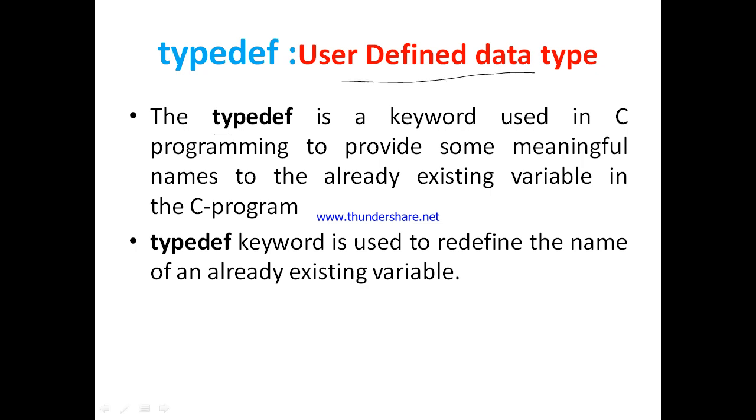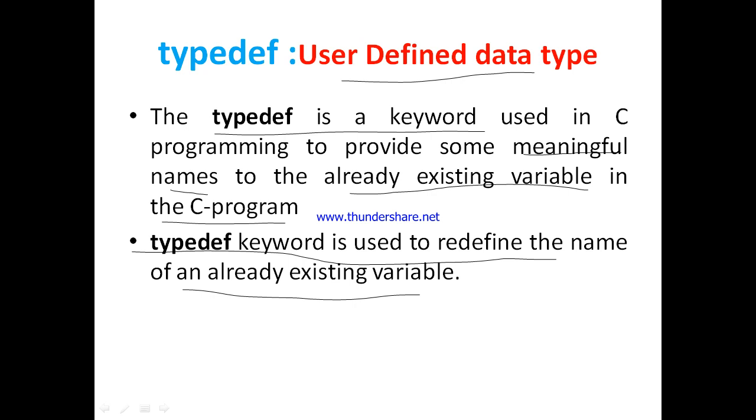Typedef is a keyword which is used in C programming to provide meaningful names to already existing variables. That means a variable is already defined, but you want to modify its data type name. Then we use typedef. We are just changing the name of the data type, not changing its actual definition. The typedef keyword is used to redefine the name of an already existing data type.